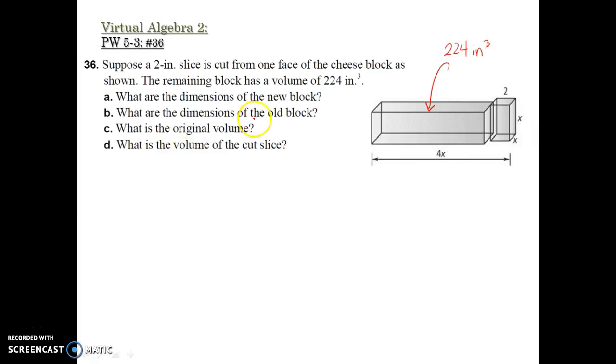So we're going to need to figure out the volume, right? So how do we find volume? Volume of a rectangular prism is length times width times height. So what are the length and width and height of our new block? Our new block that has a volume of 224 cubic inches.